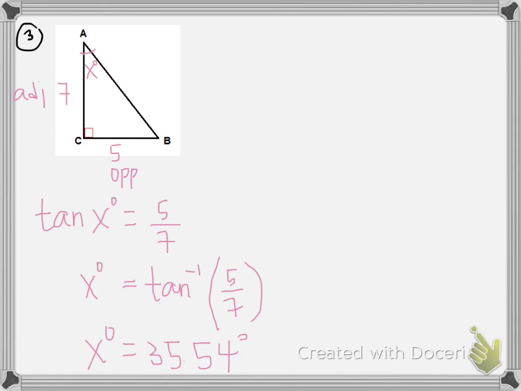All right, so that is finding the missing angle. I want you to review what we did yesterday on looking at the trig ratios. If you have any questions, please let me know.